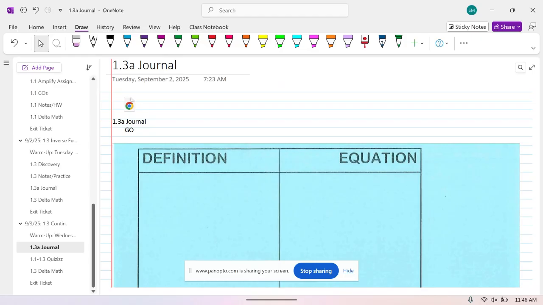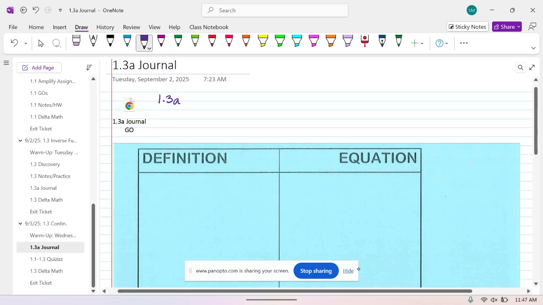So what we're going to do first is this journal entry. It's one of 3 for inverses, but this is the only one we're doing in class together. This is 1.3a. So as always, you always have your I can statement at the top. So at the top of your journal, you're going to write this.